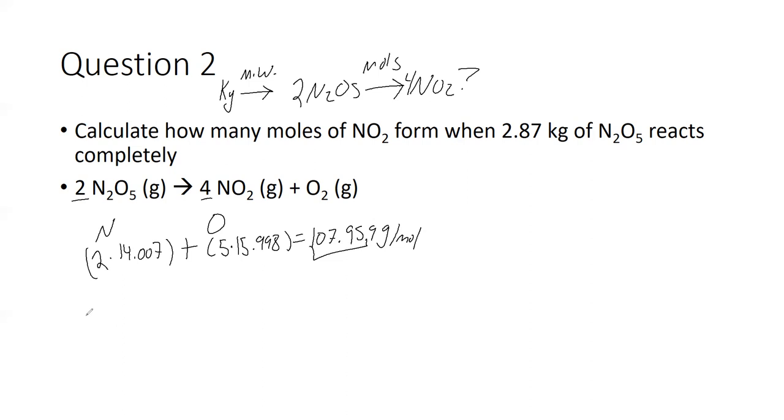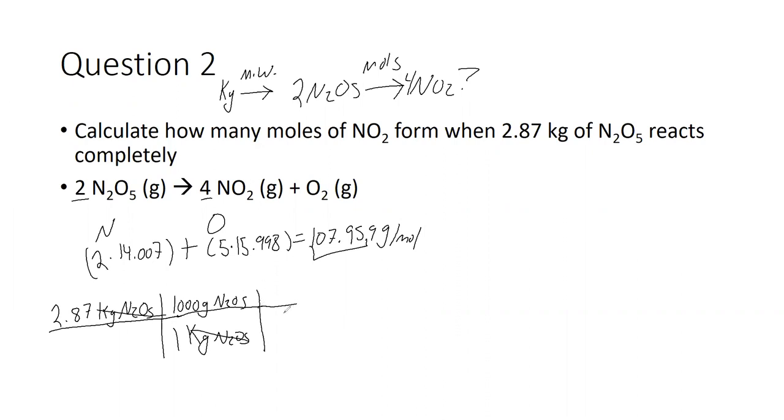Right, let's do this conversion. When doing big conversions like this, I always start with the number that I'm given. So I start with 2.87 kilograms of N2O5. Now, our molecular weight is in grams to mole, so I need to convert from kilograms to grams. Again, a skill that we should know for our test one coming up here on Friday, 1 kilogram is 1,000 grams. And this is all N2O5. So kilograms cancel out. Now I'm in grams of N2O5, right?